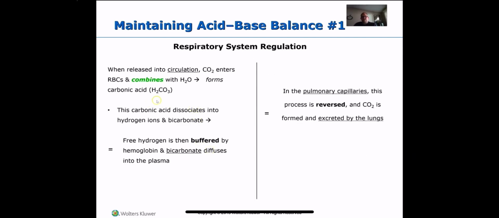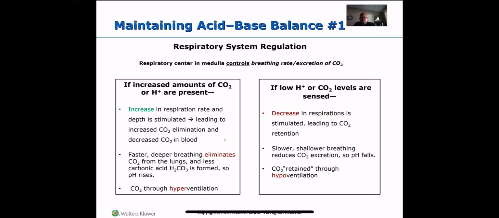Using your respiratory system to regulate it, your CO2 enters the red blood cells, combines with water, and forms carbonic acid. The carbonic acid dissociates into hydrogen ions and bicarbonate, and then the free hydrogen is buffered by hemoglobin, and bicarbonate diffuses into the plasma. In the pulmonary capillaries, this process is reversed and CO2 is formed and excreted by the lungs. So that's kind of the chemical version of what's happening.